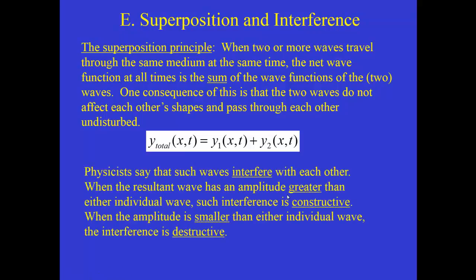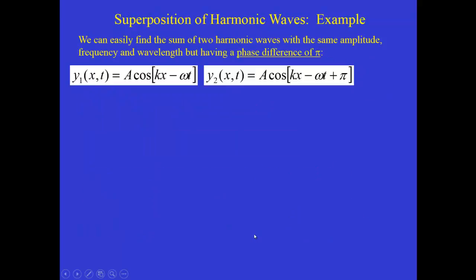Physicists like to say that these waves that are passing through the same medium interfere with one another. And there are two possibilities. If the resultant wave, the total wave, has an amplitude greater than either one of the two individual waves, we say that the interference is constructive. But on the other hand, there may be times where the amplitude of the net wave is smaller than either individual wave, and in that case, interference is destructive. So let's do an example mathematically to see how this works.